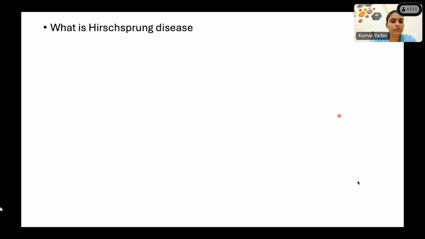Komal, tell me, when they are making a diagnosis of Hirschsprung's disease and they want to do a biopsy in the child, what sort of biopsy should the clinician take? Ma'am, 2 centimeters. Above 2 centimeters, not below 2 centimeters. Yes, ma'am. Right? And what sort of a biopsy?